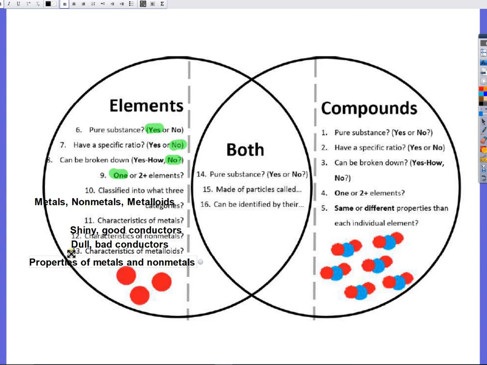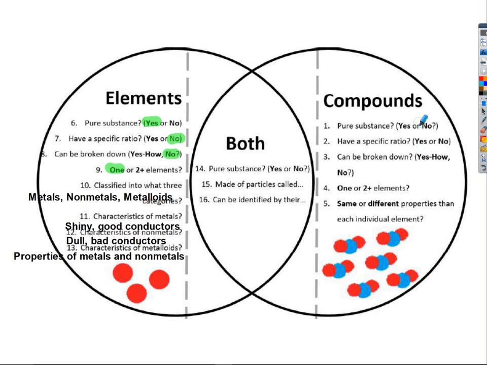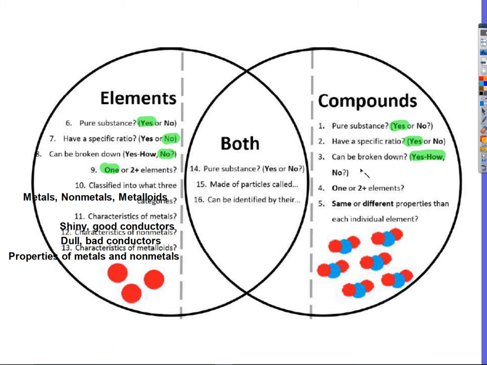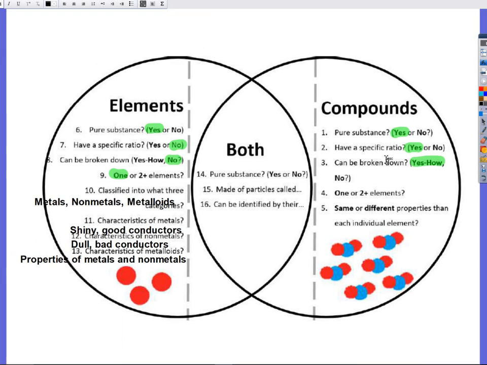Then we're going to jump over to the other side where we're looking at compounds. Are compounds a pure substance? Yes. Do they have a specific ratio? Yes, because you can compare the 2 different elements to each other. Can they be broken down? Yes, and how? So they can be broken down in 2 ways. You can either use heat or an electric current.